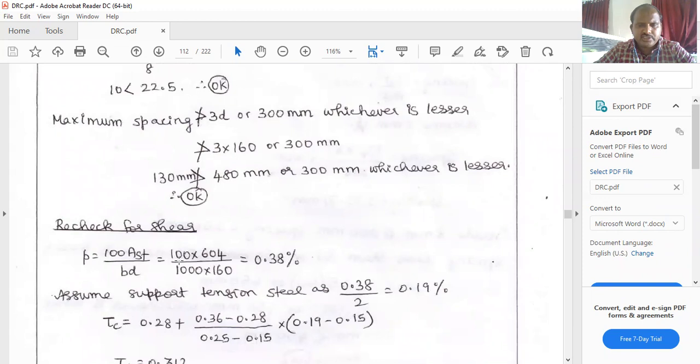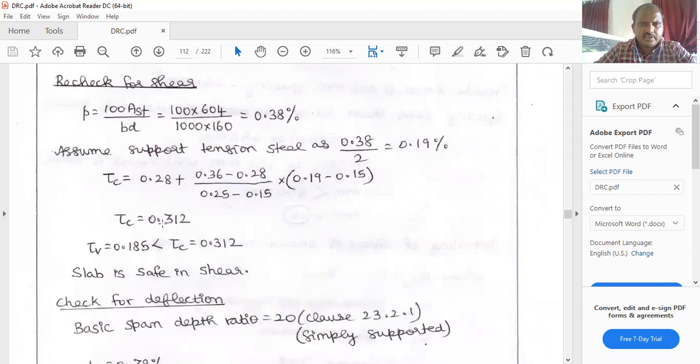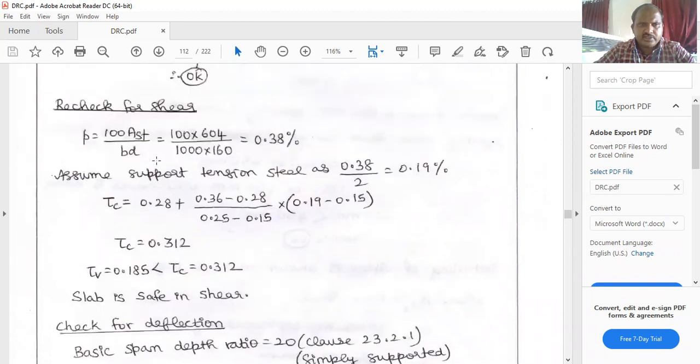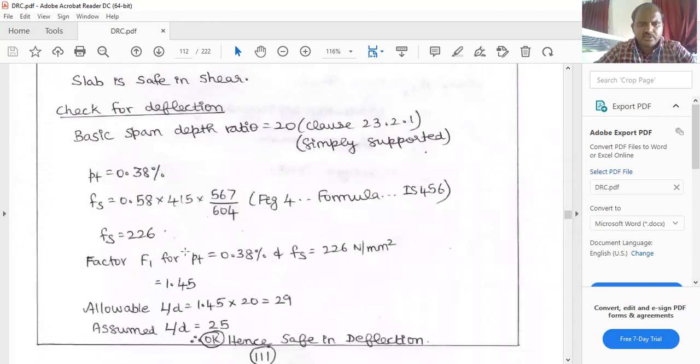Once we have designed for all the criteria, we have to recheck the shear. At that point the value is 100 Ast by bd, with Ast as 604, and b is nothing but 1 meter breadth of the slab, so 1000 into 160 mm. So finally, the slab is safe in shear, and we have to check the slab in deflection. Once we have checked the shear, we have to find the deflection value also.